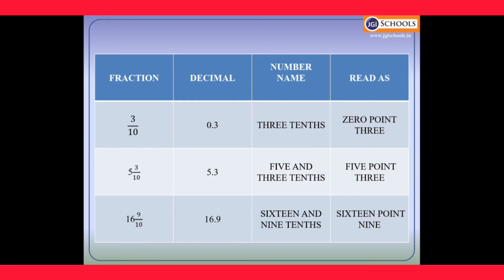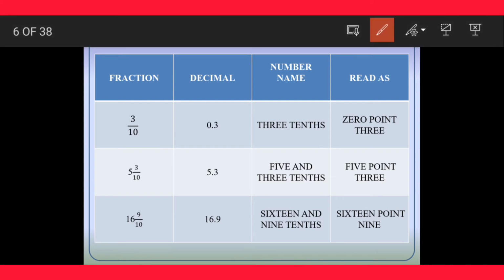Now suppose we take examples of how to read a fraction and how to read a decimal. See, the first is 3 by 10. It is a fraction. So how will you read this fraction? It will be read as 3/10, right? And here this decimal 0.3. How will this 0.3 be read? It will be read as 0.3. You can see here, right? Now 5 and 3 upon 10. How will you read this fraction?